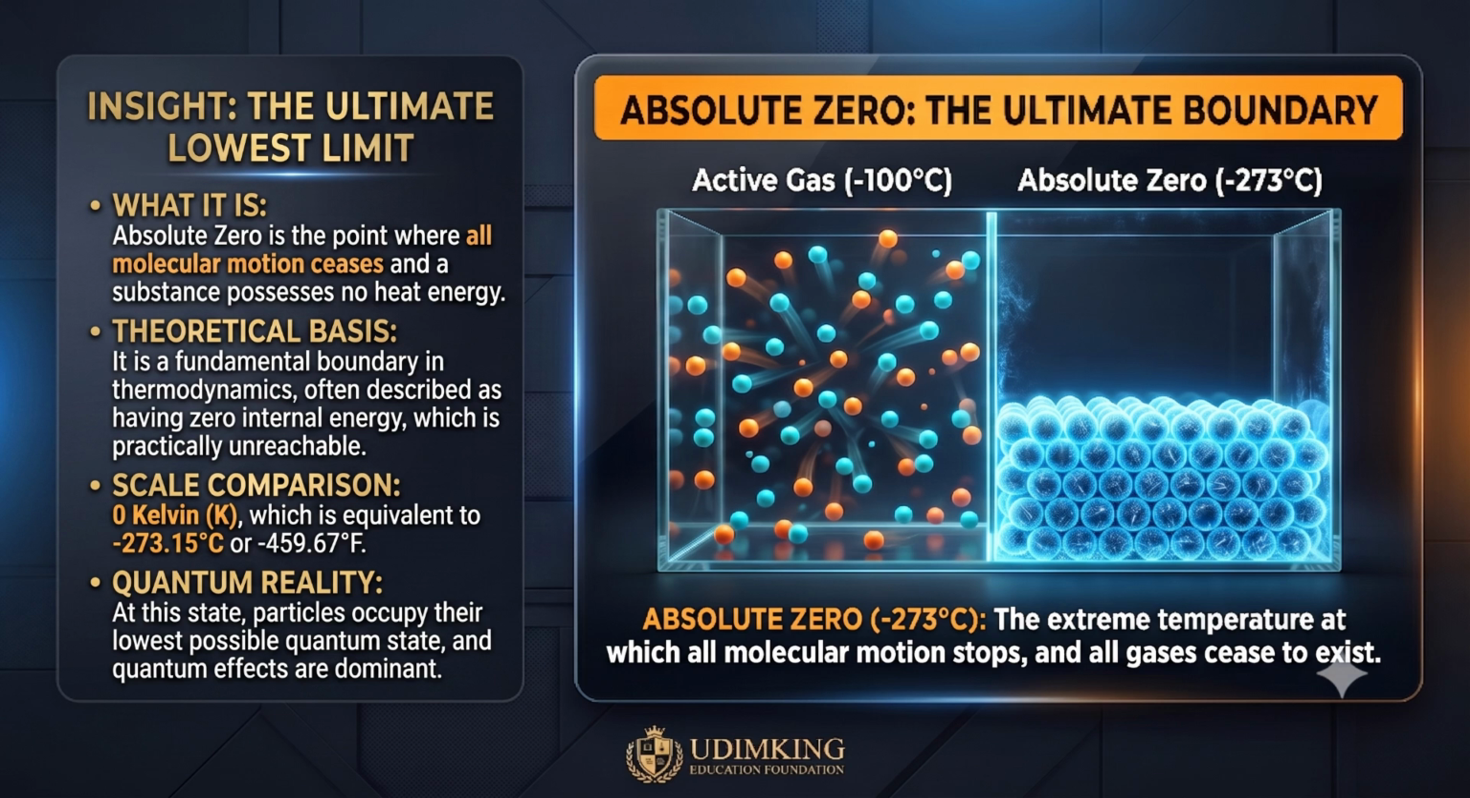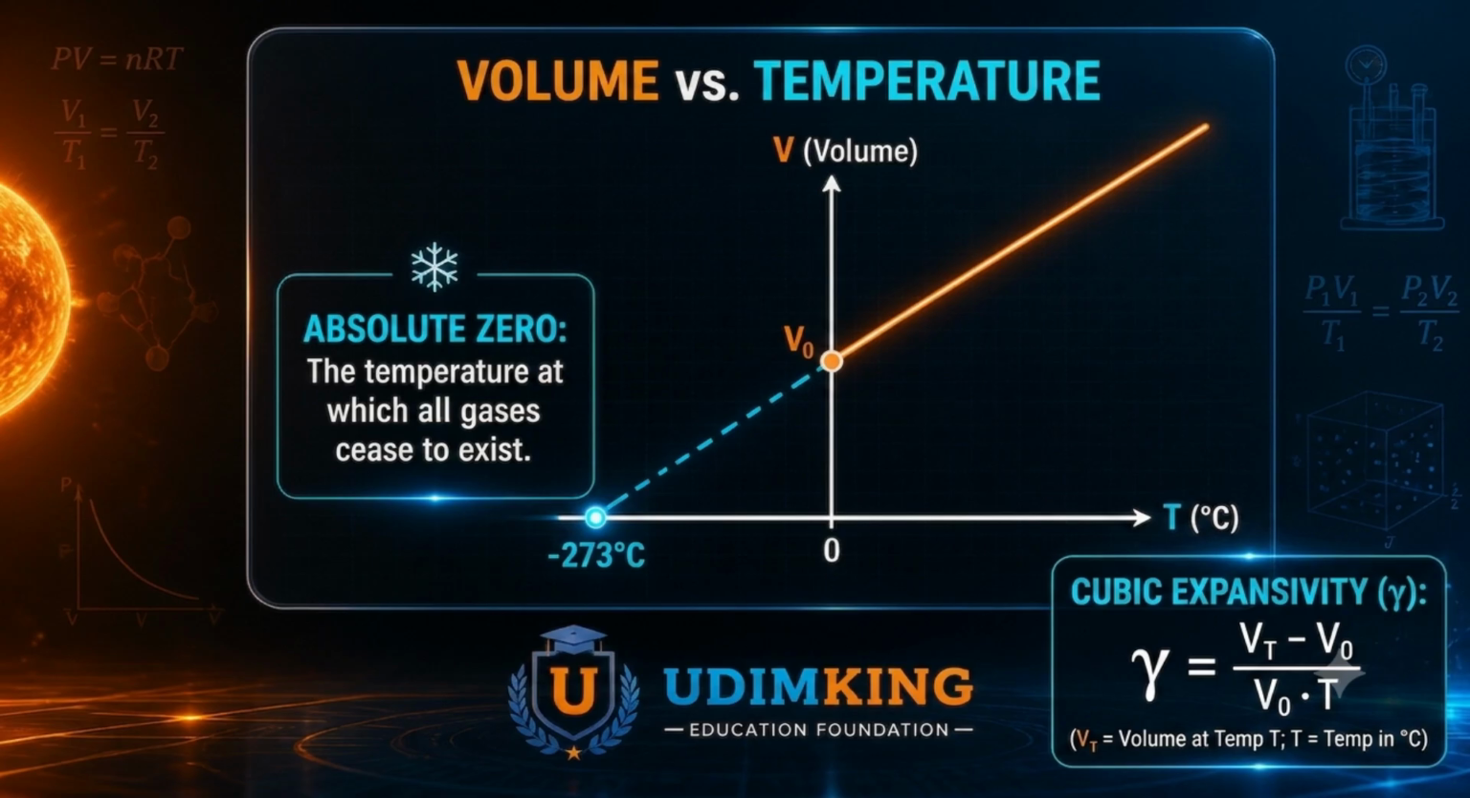It is defined as the ultimate thermal boundary, the exact temperature at which all molecular motion stops and all gases cease to exist. Yes, the absolute zero temperature is defined as the temperature at which all gases cease to exist. Now, for the grand finale, let us use this graph to calculate the exact cubic expansivity of a gas, represented by the Greek letter gamma.